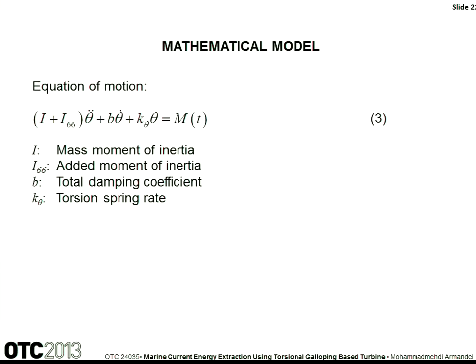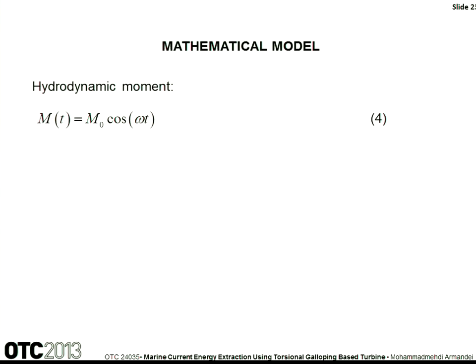Equation of motion. Here you see the equation of motion. I in this equation is the mass moment of inertia, I66 is the added moment of inertia, B is the total damping coefficient, and K theta is the torsion spring rate.